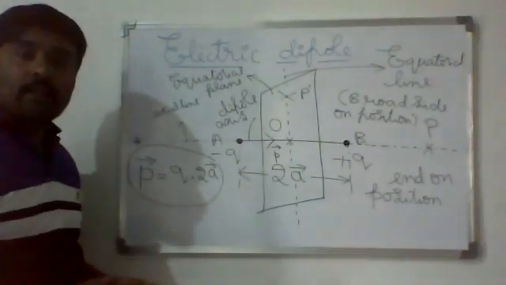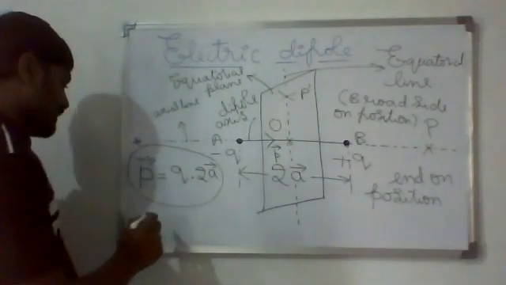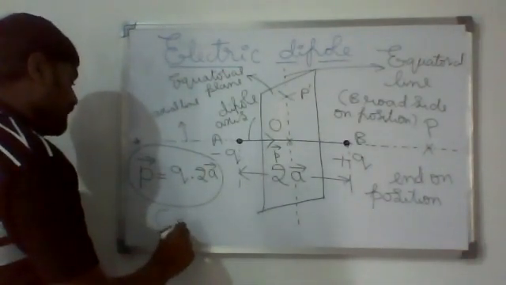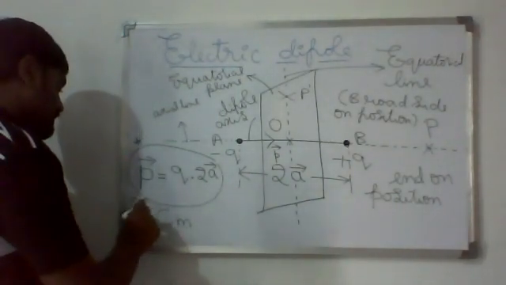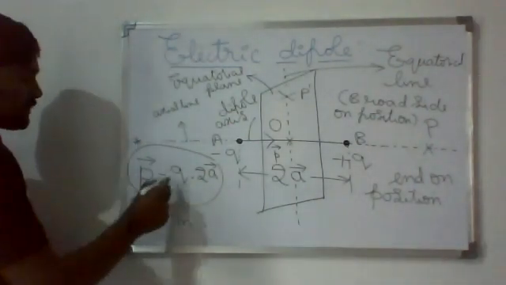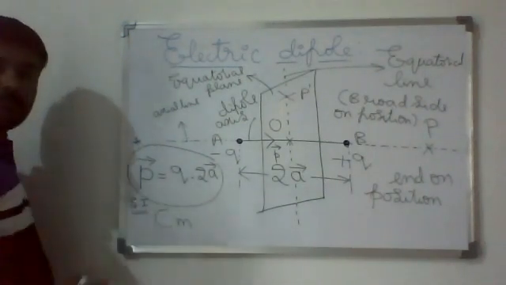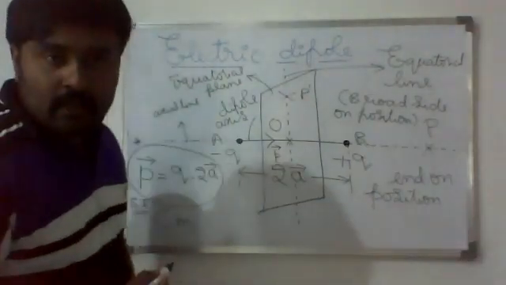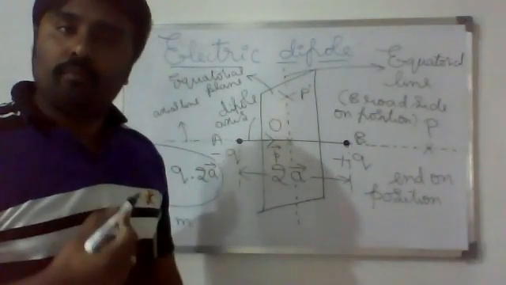Electric dipole moment is a vector physical quantity, and its SI unit is coulomb meter. Charge is measured in terms of coulomb and distance is measured in terms of meter. The coulomb meter is the SI unit of electric dipole moment.